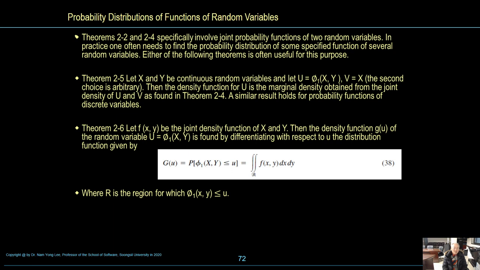Theorem 2-6: let f(x,y) be the joint density function of X and Y. Then the density function g(u) of the random variable U equals theta 1 of X and Y is found by differentiating with respect to u the distribution function given by G(u) equal the probability of theta 1 less than or equal to u, which is the double integral of f(x,y) dx dy, where R is the region for which theta 1 of X and Y is less than or equal to u.